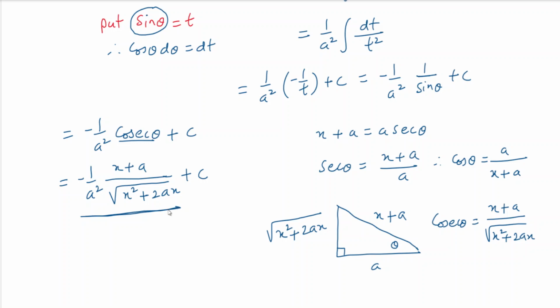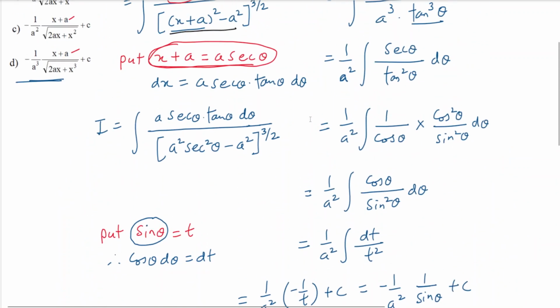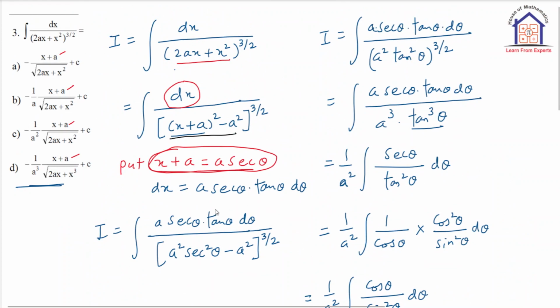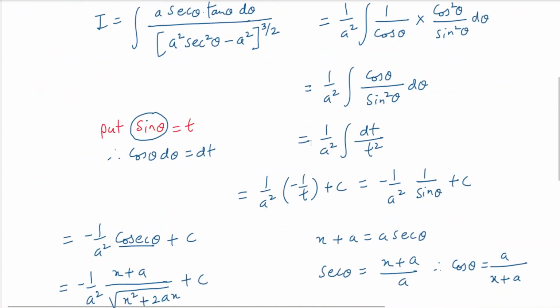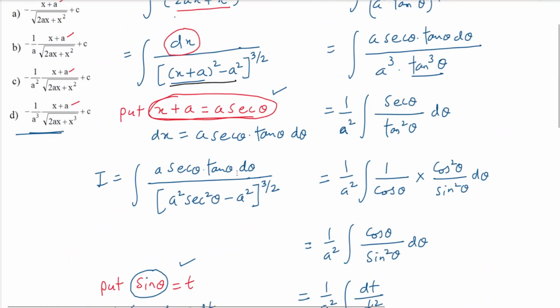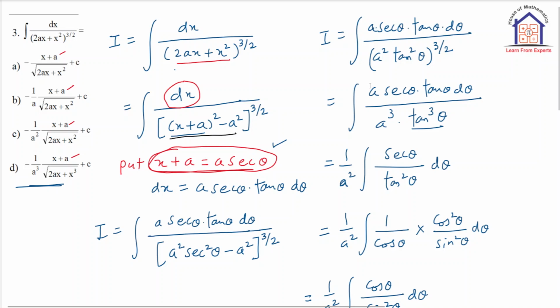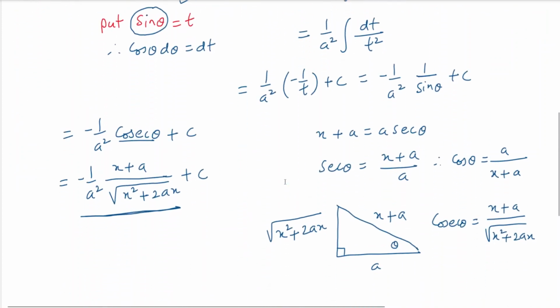Say two substitutions are used in this integral. First substitution was x plus a equal to a sec theta, and the second substitution is again sin theta equal to t. So here are some integrals in which we have to use the double substitution. Typical substitution is here. You can observe all the steps again, and each and every step is clearly explained, and all the questions, all the integrals are very very important for JEE Main.